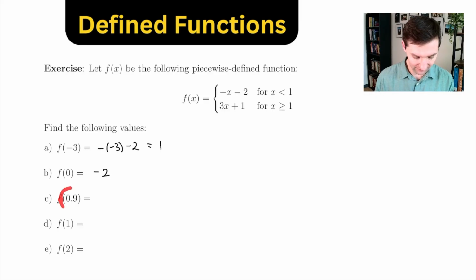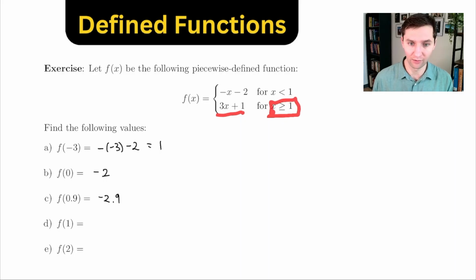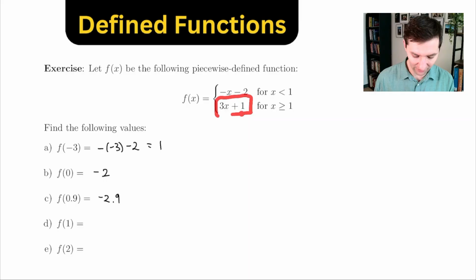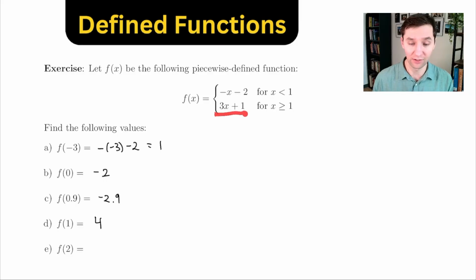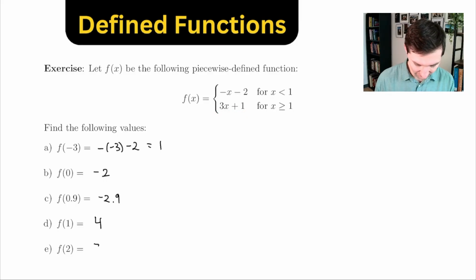When you plug in 0.9, again you use the top formula because 0.9 is less than 1. Negative 0.9 minus 2 is negative 2.9. When you want to plug in 1, you will have to use the bottom formula because 1 is bigger or equal to 1. So plugging 1 into the bottom expression gives you 3 times 1 plus 1, which is 4. To plug in 2, again you use the bottom formula. You get 3 times 2 plus 1, which gives you 7.